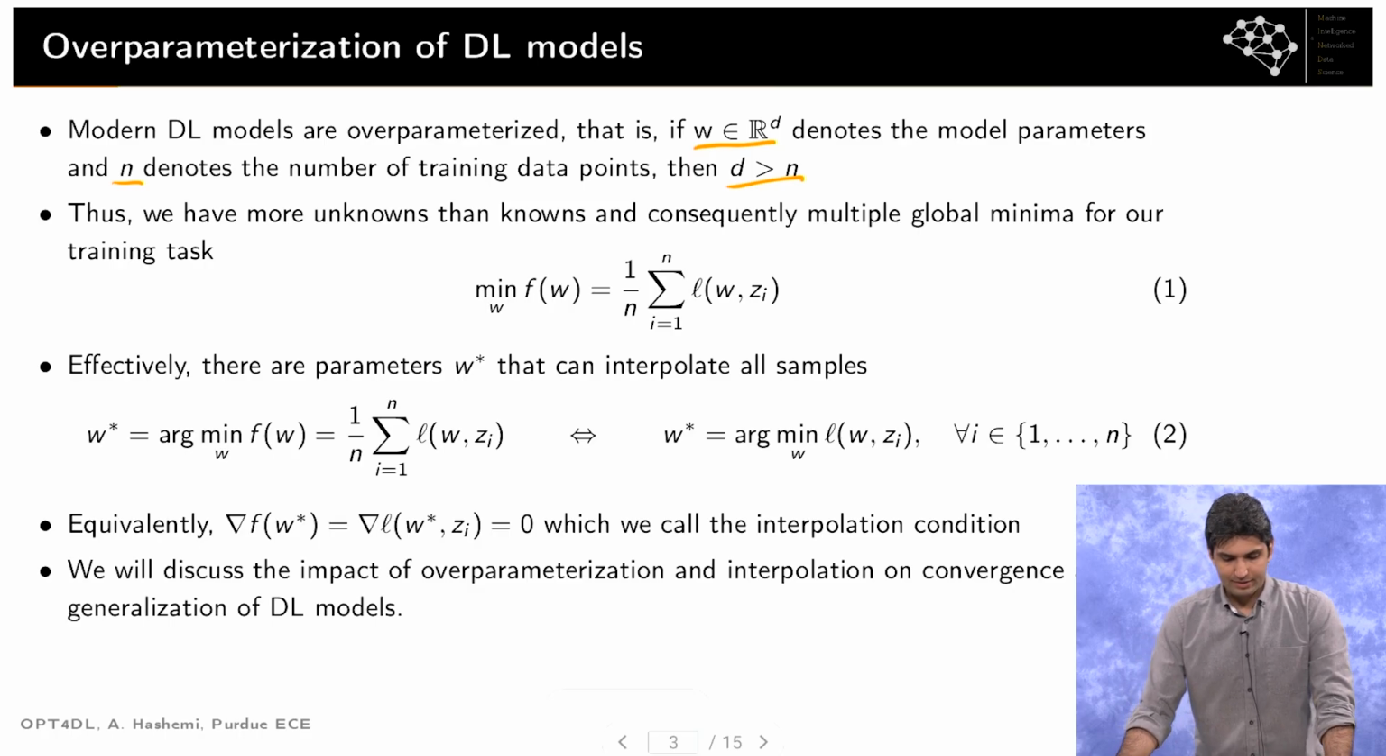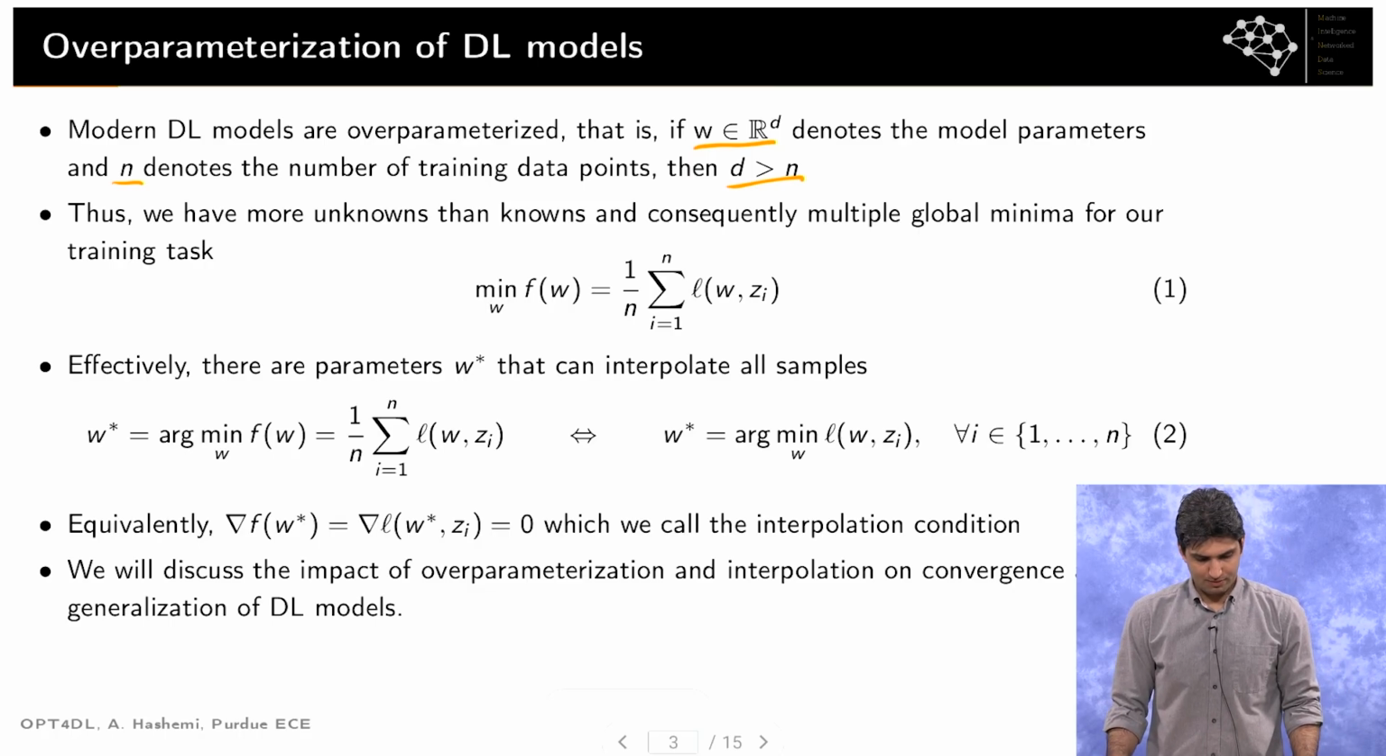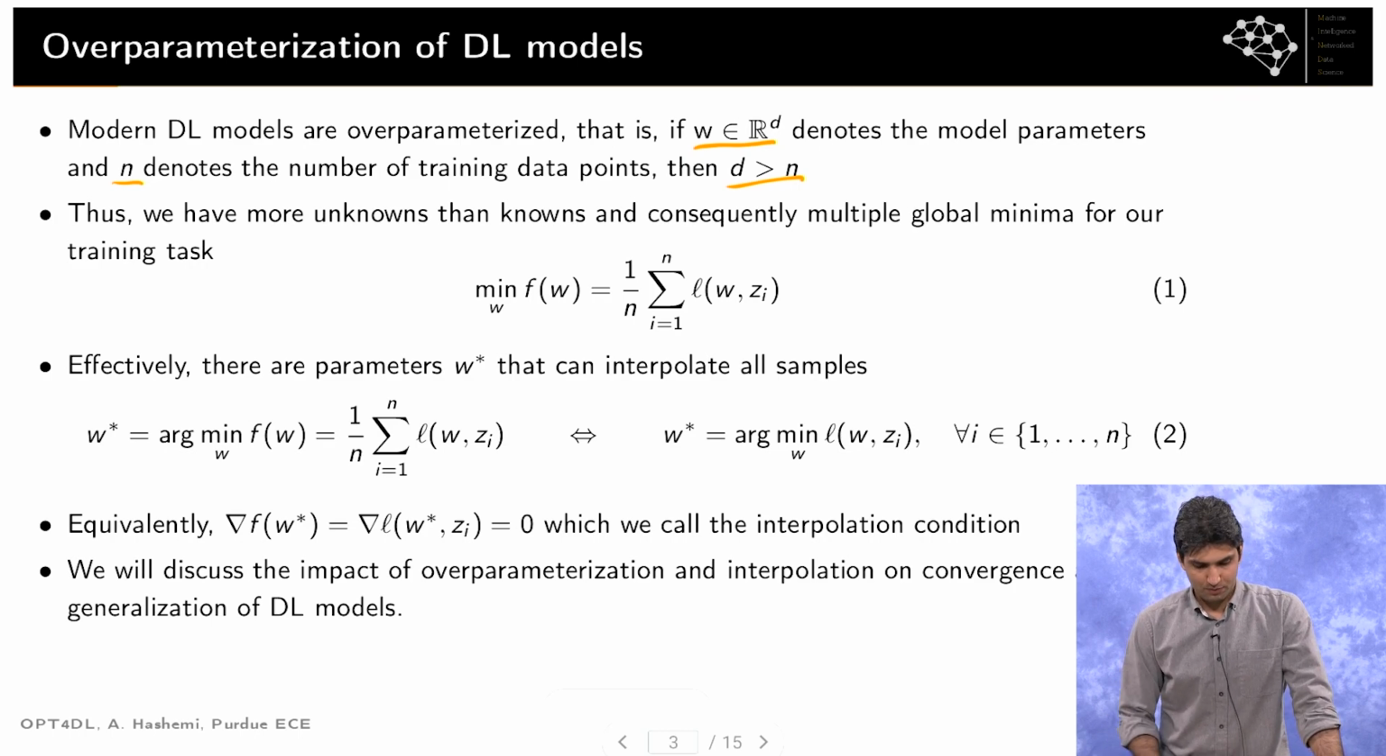And so what does that mean? Quite simply, that means that there are more unknowns than knowns, right? So we have a very large degree of freedom, W, and we can leverage that to fit N data points. Theoretically, we can fit the data points perfectly. And not only that, but there are also multiple ways to fit the data perfectly. In scenarios where we have an underdetermined system such as this, we might have multiple global minima.